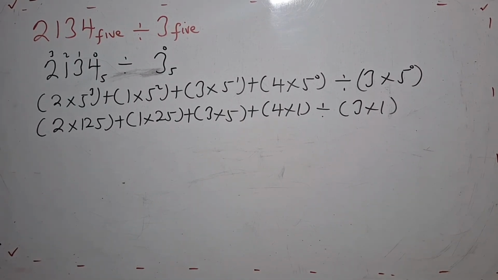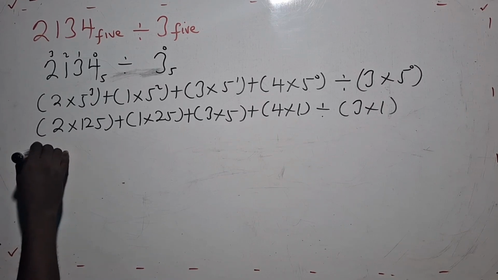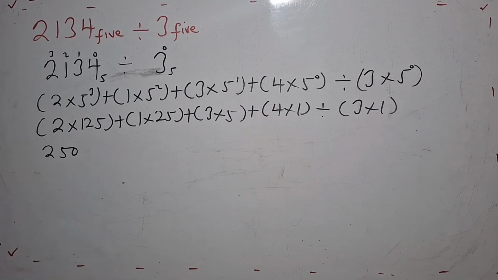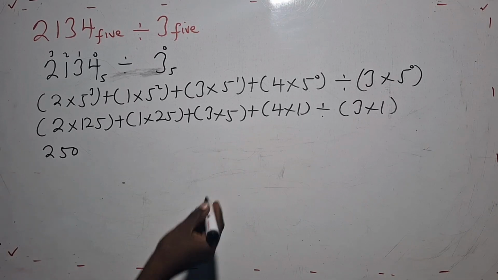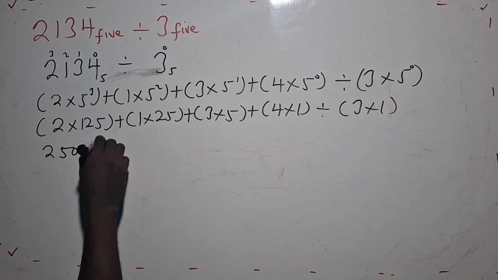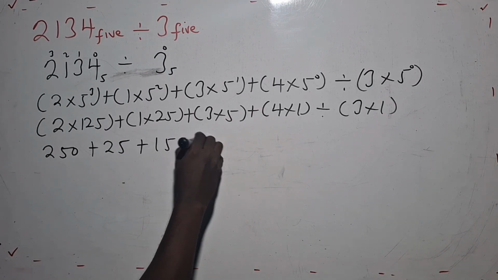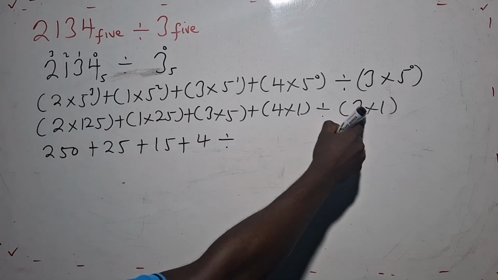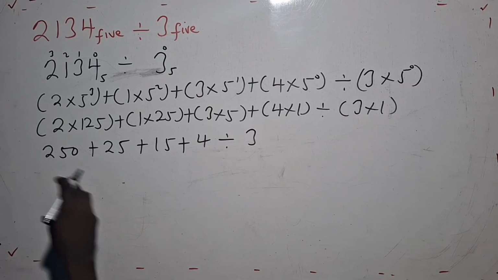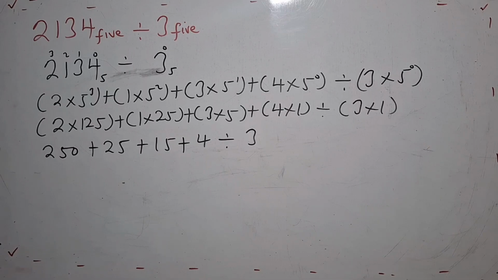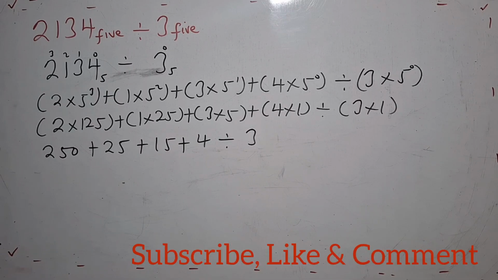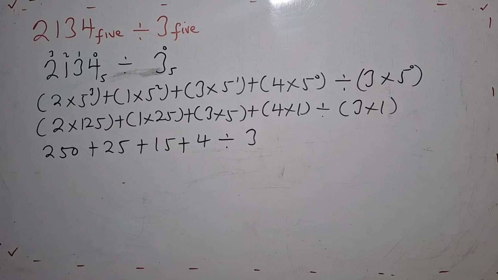Follow closely. Now we have 2 times 125. 2 times 125 will give me 250. Or you can also use your calculator to multiply, or use the vertical method of multiplication. Then plus 25, plus 3 times 5 which is 15, plus 4, all divided by 3 times 1, which is 3. So we are going to add 250 plus 25 plus 15 plus 4.